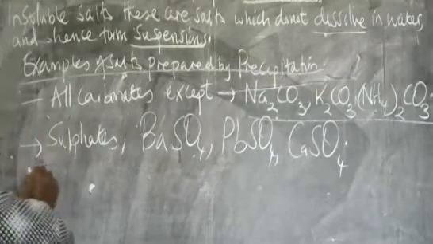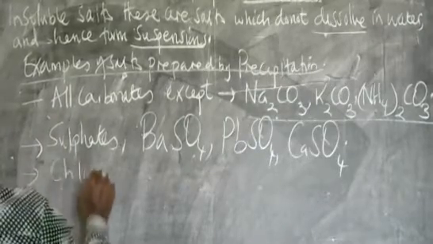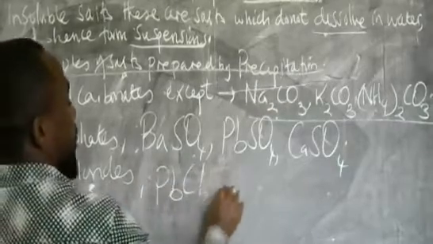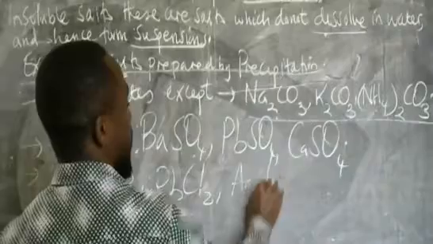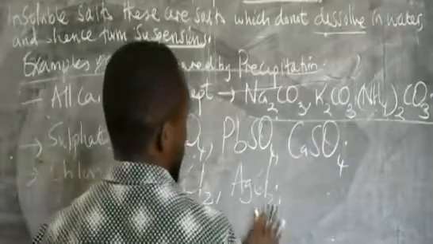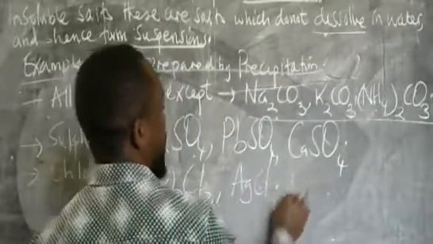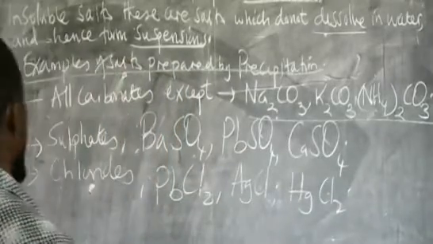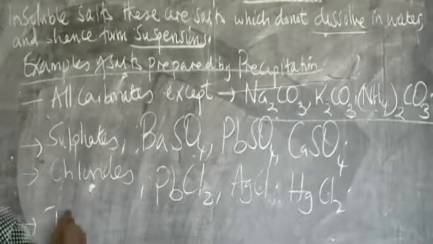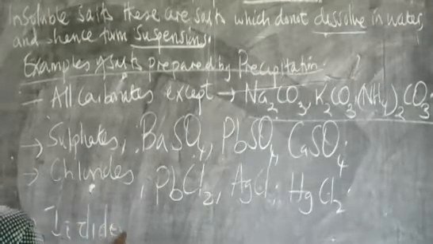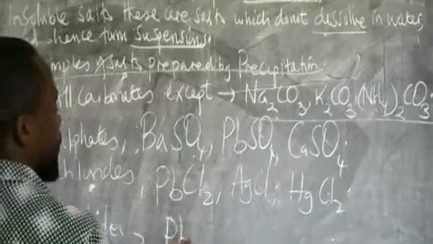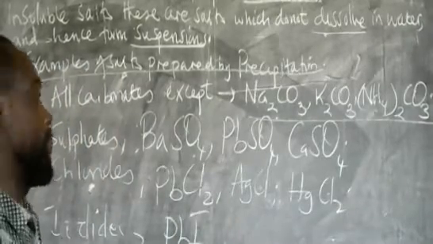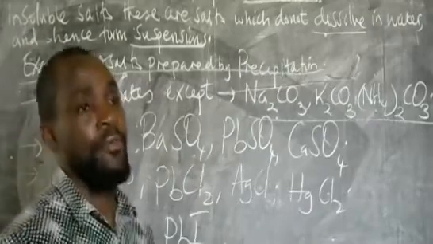Then we shall have chlorides: lead 2 chloride, silver chloride, mercury 2 chloride. Then halides of lead 2 halide. These are basically prepared by the precipitation method.